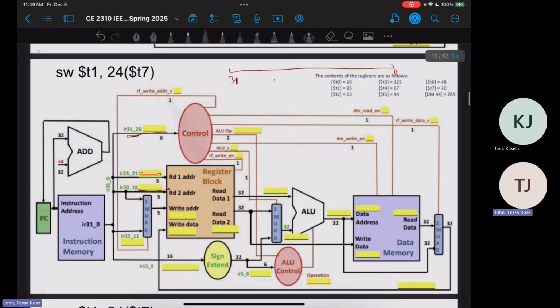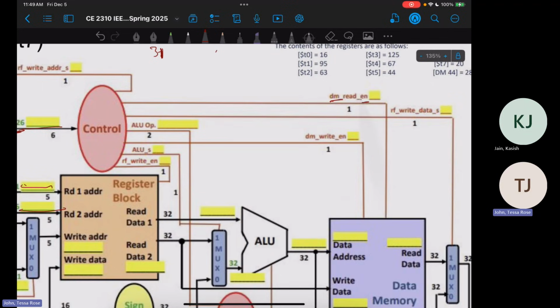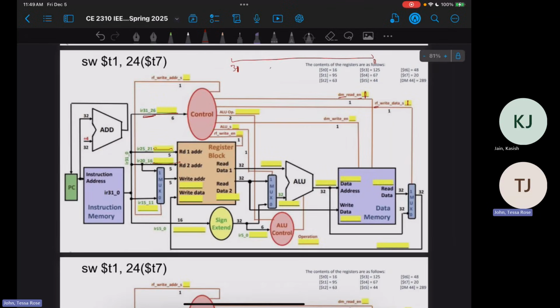And then for the enable and everything, if you understand what a SW and LW does, you can just write that. You know how with load word, you read from the data memory and you write it to the register file? So just think about it. Are we reading from the DM if it's a load word? Yes, so that'd be 1. Are we writing? No, we're writing in the register. Yes, this would be yes. So if you understand what you're reading, this should be pretty easy.